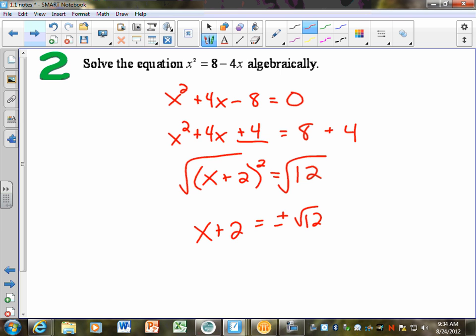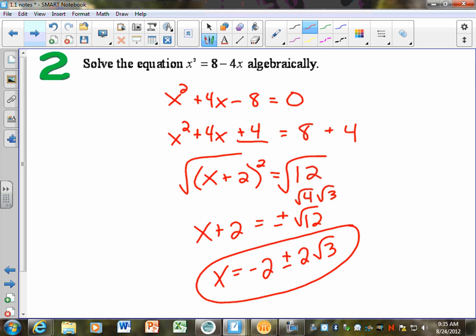You're right, I don't want you to give me decimals here, but I do want you to simplify all the way. And when you see the square root of 12, you should know that you can break that up. That's the same as the square root of 4 times the square root of 3. So as I finish this up, I'm going to subtract 2 over, and I'm going to write this as plus or minus 2 square root of 3. You should get the same answer if you did the quadratic formula.